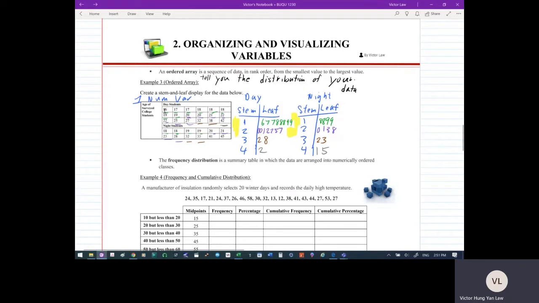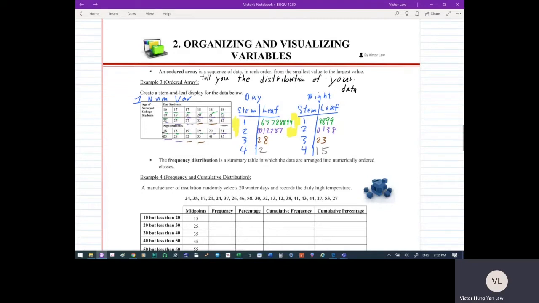When you look at the data set, you can see that the data for the daytime ranges from 16 years old all the way to 42 years old. Same for the nighttime, it goes from 18 all the way to 45. So basically, it goes from the tens digits all the way to the 40s. That's why in the stem, we have 1, 2, 3, 4, same for the daytime and for the nighttime. So the stem represents the tens digit: the tens, 20s, 30s, and 40s. The stems represent the tens digit, and then the leaves represent the ones digit.